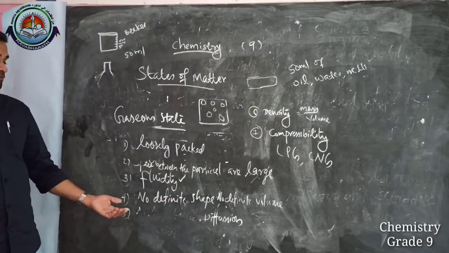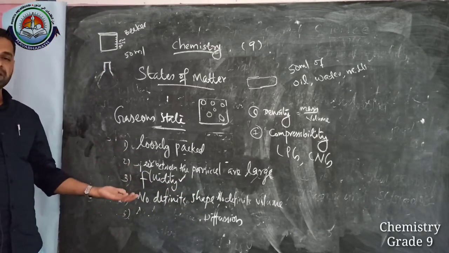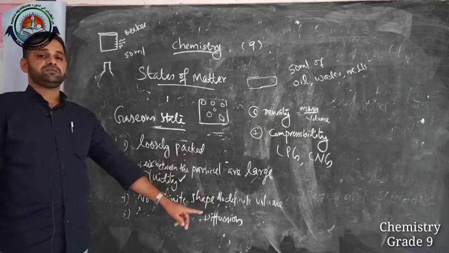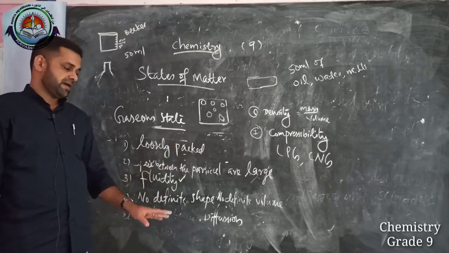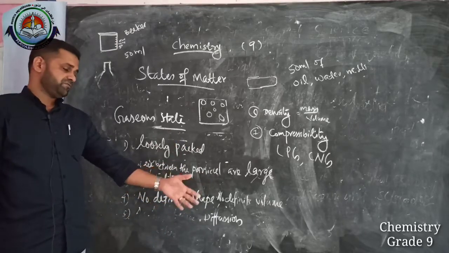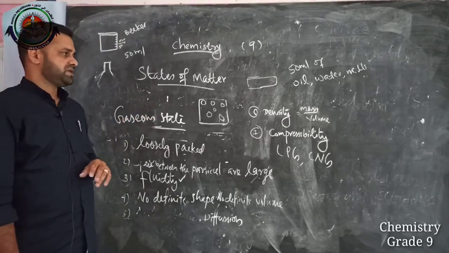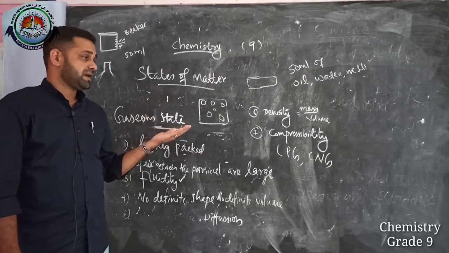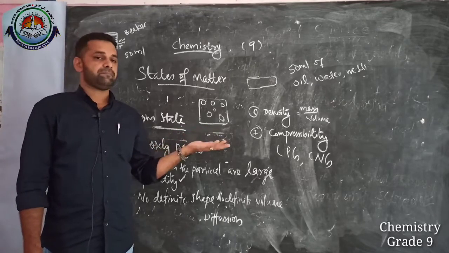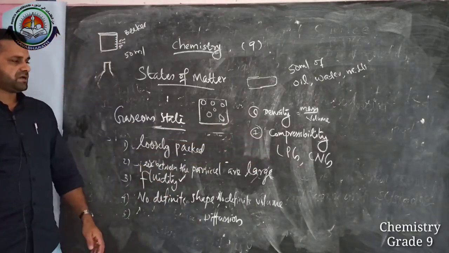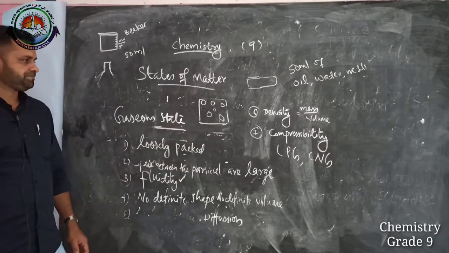The rate of diffusion is more in gases, and the rate of diffusion increases with the increase in pressure and increase in temperature. As the temperature increases, the rate of diffusion also increases, and the density is very less in gases. Gases are highly compressible, and that is why gases are used in LPG and CNG. Okay.